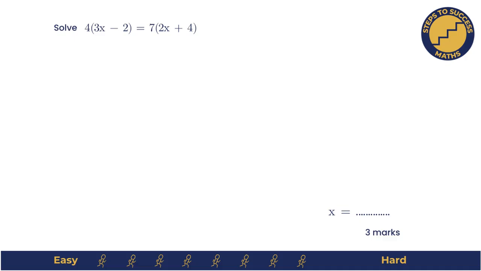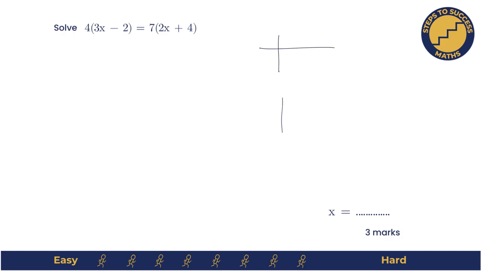Solve 4 bracket 3x minus 2 is equal to 7 bracket 2x plus 4. Okay, so we've got brackets on both sides and we're going to need to multiply them all out before we start. So we're going to need 2 little grids.